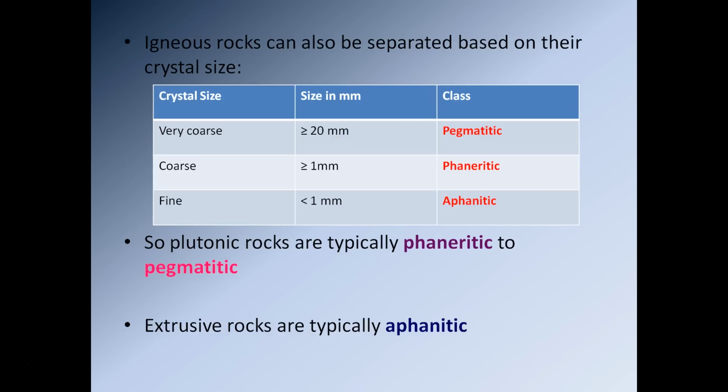So igneous rocks can be separated based on their crystal size. So very, very coarse igneous rocks, so that's rocks that have a crystal size in excess of 20 millimeters, that's 2 centimeters, are classified as pegmatitic.